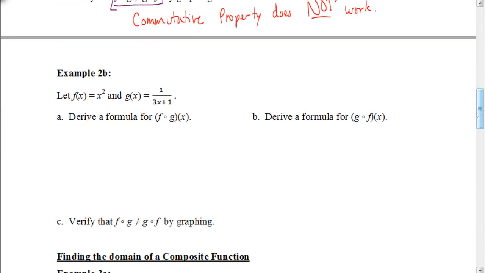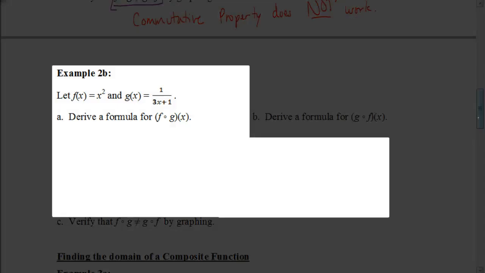Let's look at this next example, just part A. I'm going to have you do this one on your own. Again, I'll help you get started, but I want to make sure you know how to use the binomial square theorem. So here we're trying to find f following g of x. This time I'm going to put this piece in here for x. So it's going to be 1 divided by 3x plus 1 being squared.